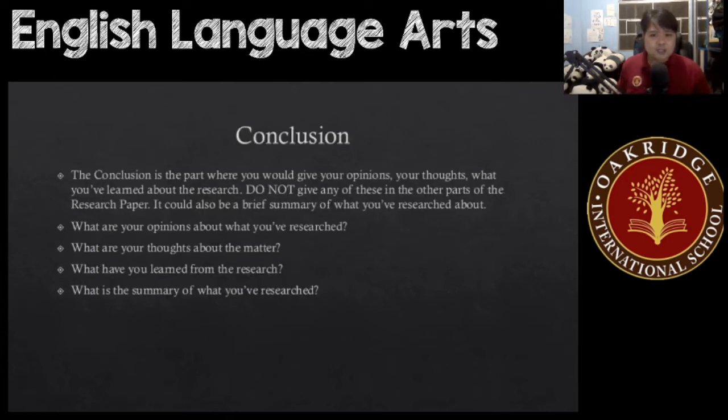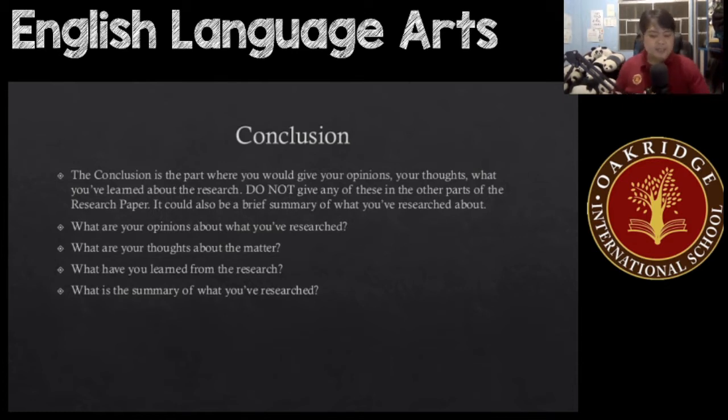And then the conclusion. The conclusion is the part where you give your opinions, your thoughts, what you've learned about the research. Do not give any of these in other parts of the research paper. No. Do not put your opinions in any part of the paper. Not in the introduction, not in the body. No. Only in your conclusion. Okay? It could also be a brief summary of what you've researched about. So the questions should go like, what are your opinions about what you've researched? What are your thoughts about the matter? What have you learned from the research? What is the summary of what you've researched?